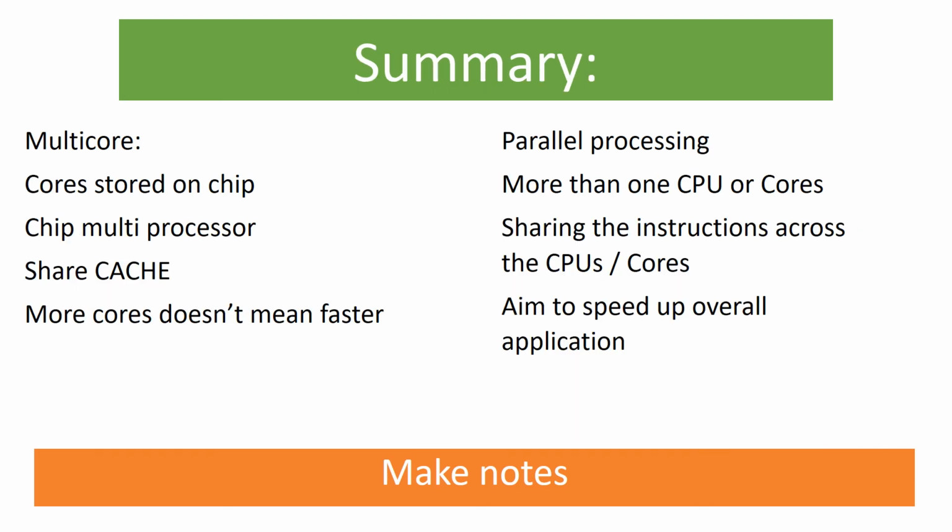So both these words are very similar. We can summarise that a multi-core is cores stored on one chip. They share cache, but we know that it doesn't necessarily mean faster. Whereas parallel processing might be several cores in a CPU or more than one CPU. That might mean we have a CPU and a GPU where we share the instructions across the CPUs or the cores. Again, this has got a similar aim to speed up the overall application.